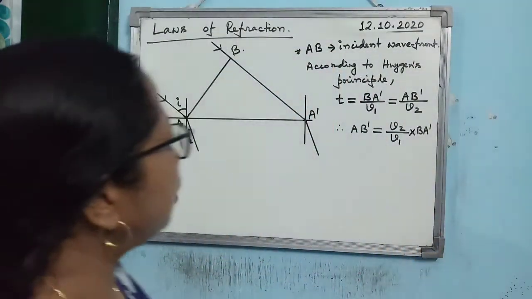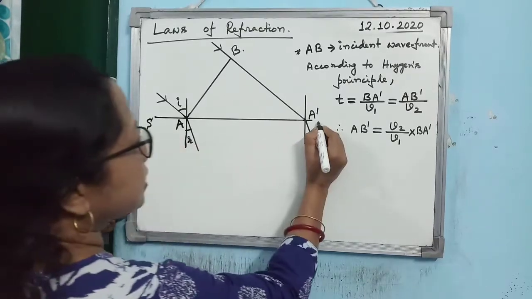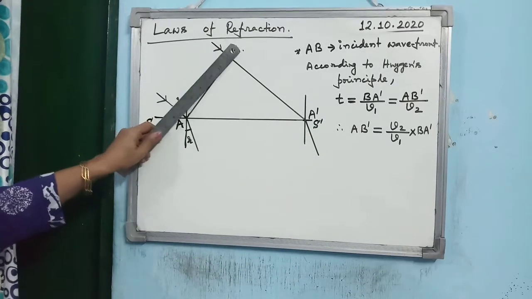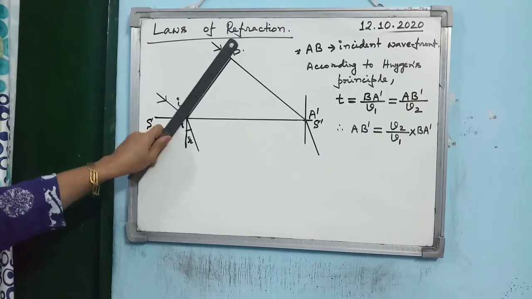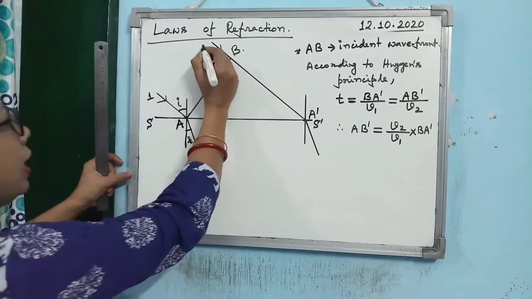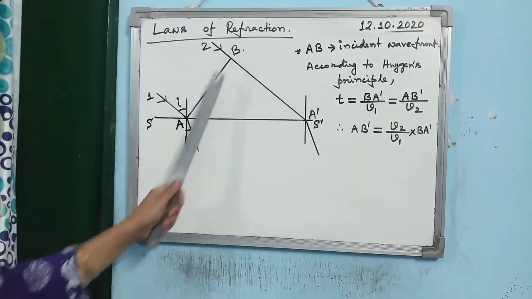Alright. So for that what we have done, let us consider that S dash be the refracting surface. Alright. So I have first drawn the wavefront AB. So AB is the incident wavefront. Then you see these two rays, ray 1 and ray 2, these are the extreme rays for the wavefront.